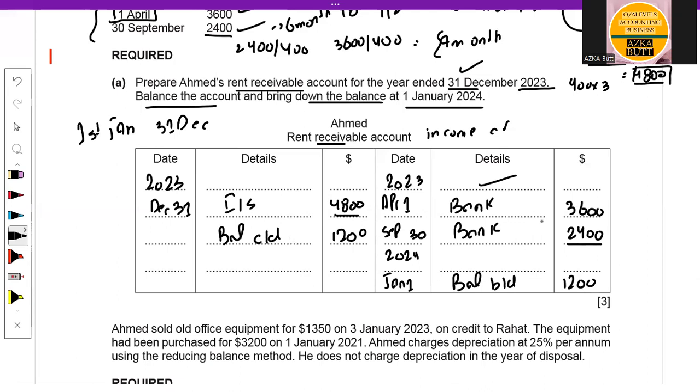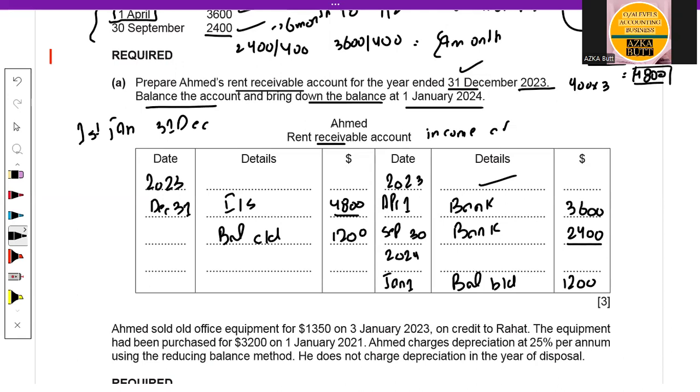So yeah, 3,600 and 2,400. This will give you 3,600 plus 2,400, so this will give you 6,000. Then 6,000 minus 4,800, so this is 1,200.